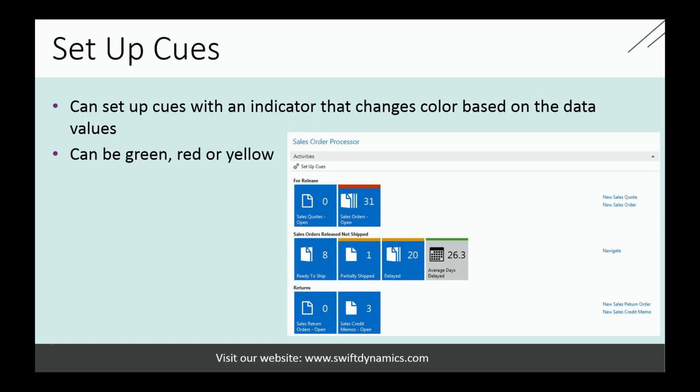You can set up queues with an indicator that changes color based on the data values in the queues. The indicator appears as a bar along the top border of the queue tile. It could be in green, red, or yellow. It provides a visual signal of the status of the queue's activity, which can indicate various conditions such as favorable or unfavorable to prompt the user to take action. We'll discuss more about queues in the latter part of this video.